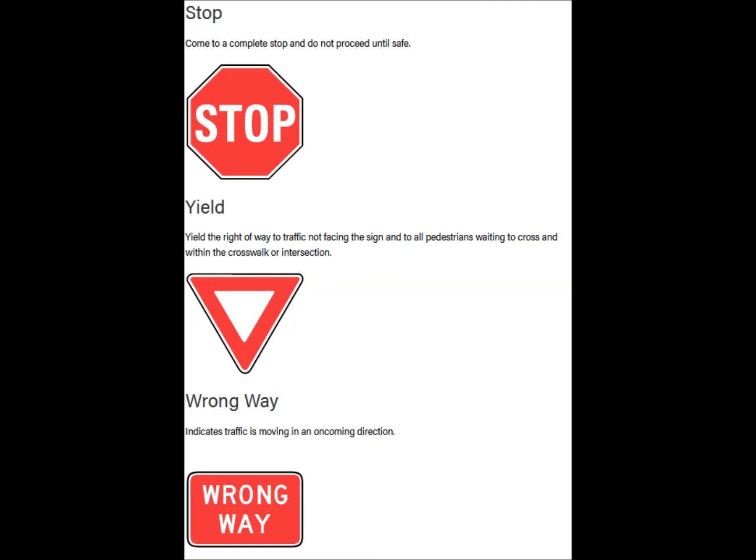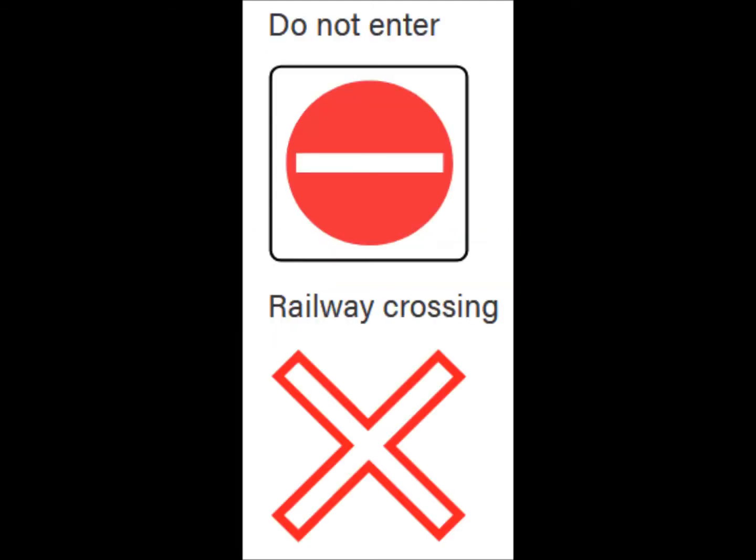Wrong way. Indicates traffic is moving in an oncoming direction. A rectangular red sign with white lettering saying wrong way. Do not enter. Image description: a white rectangle with a red circle and a smaller white rectangle separating the top and bottom hemispheres.